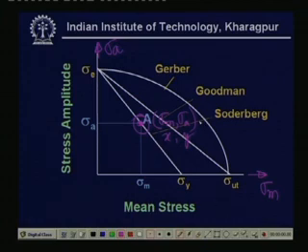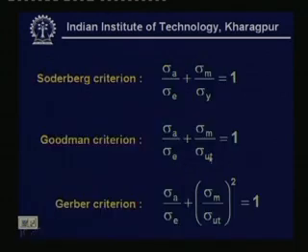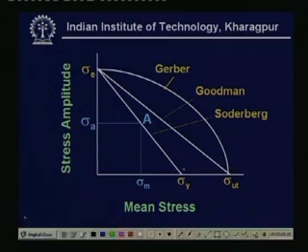Here we can see that this particular figure has three different curves. One curve, you can see, is a straight line joining the points sigma e and sigma y.